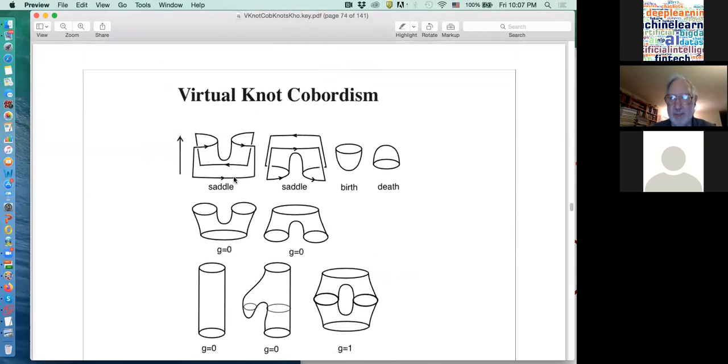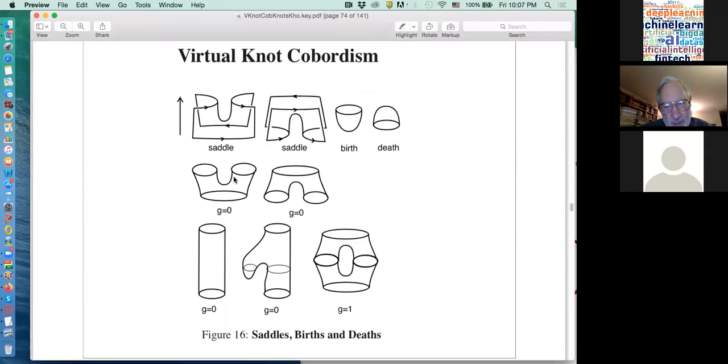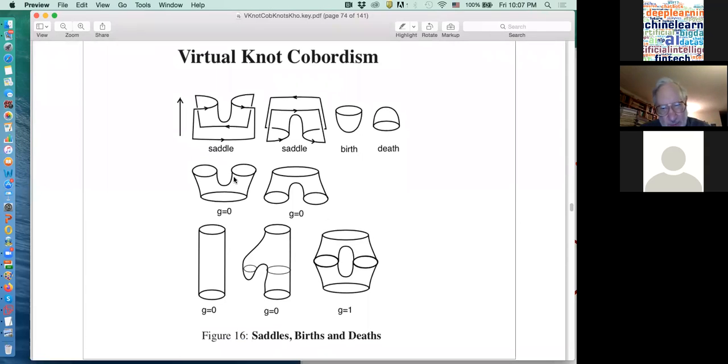But now we get to something new for our last half hour. I want to talk about cobordism of virtual knots. And cobordism of virtual knots is about the following idea. I could introduce it this way, and then we'll talk about it more than one way. That I am going to allow a diagram to change in this way.